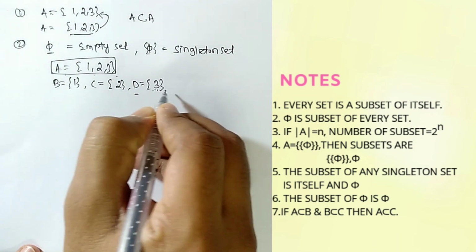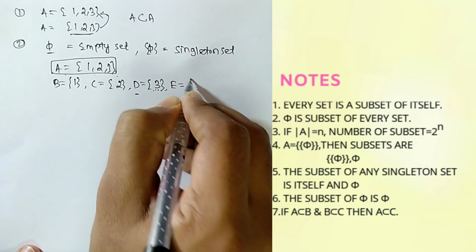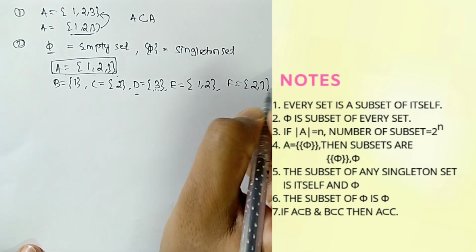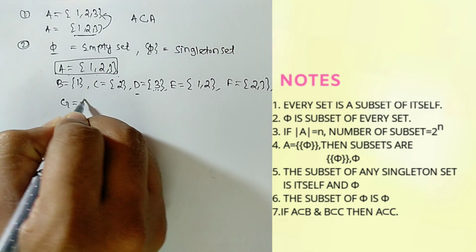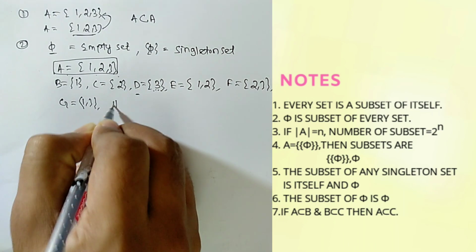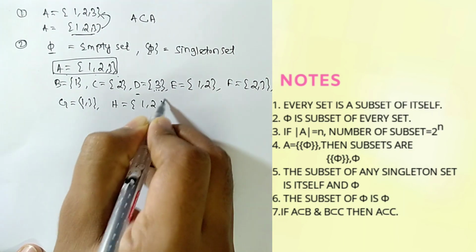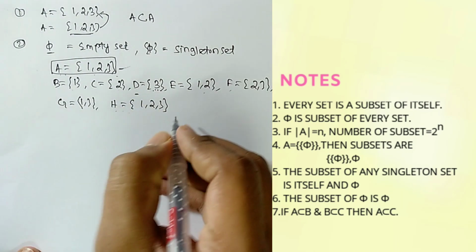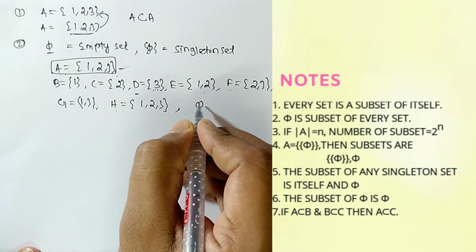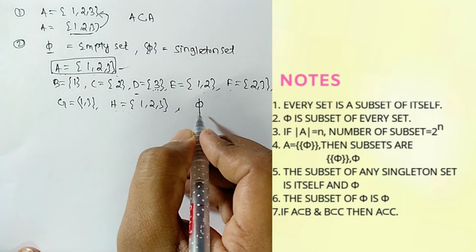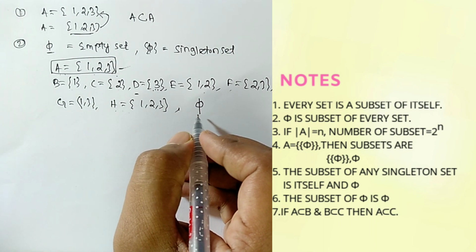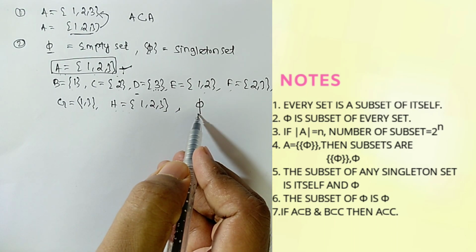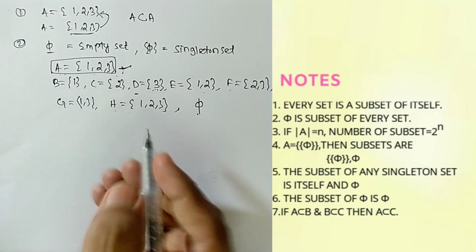Now consider another set E. If it contains only the two elements 1, 2, and F is equal to 2, 3, and G is equal to 1, 3, and the set H is equal to 1, 2, 3. All these are subsets of the main set A, and one extra set, the empty set which is represented by phi, is also a subset of every set, or the set A. So phi, the empty set or null set, is a subset of every set.